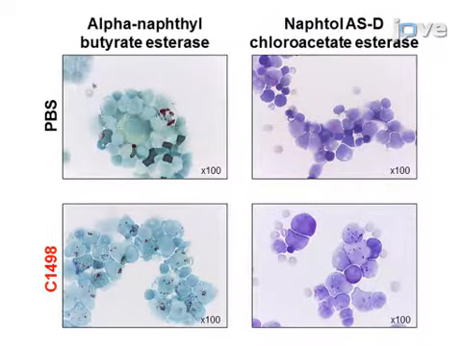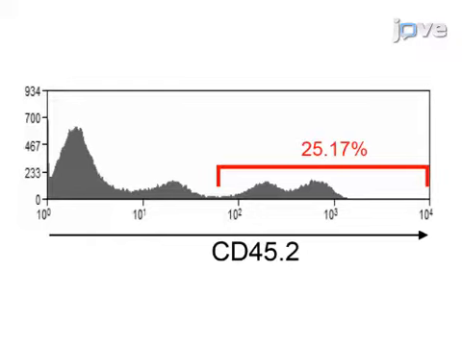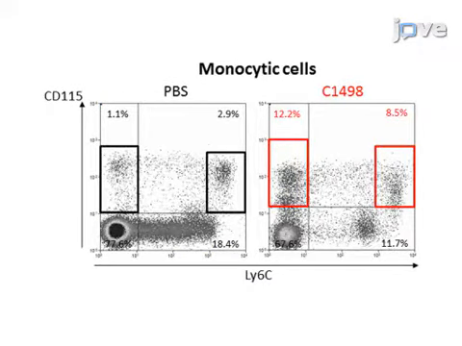acute myelomonocytic leukemia. Flow cytometric analysis of the mononuclear cell frequencies in blood samples from the C1498 injected mice indicates that approximately a quarter of the whole white blood cell population is made up of leukemic cells. T and B lymphocyte frequencies are similar between control and C1498 injected animals. Monocyte frequencies, however, are observed at higher levels in C1498 injected mice, a feature of acute myelomonocytic leukemia.